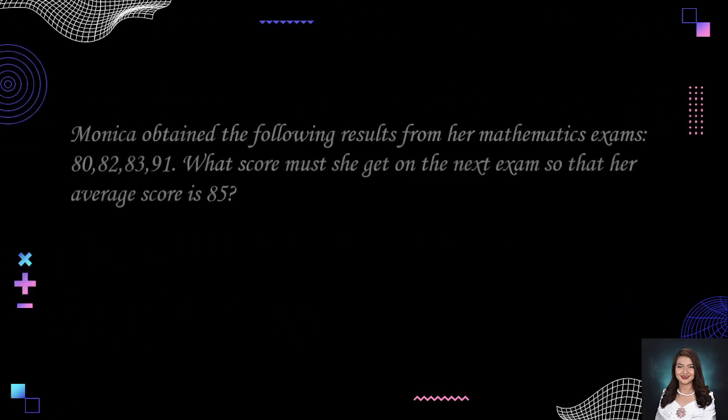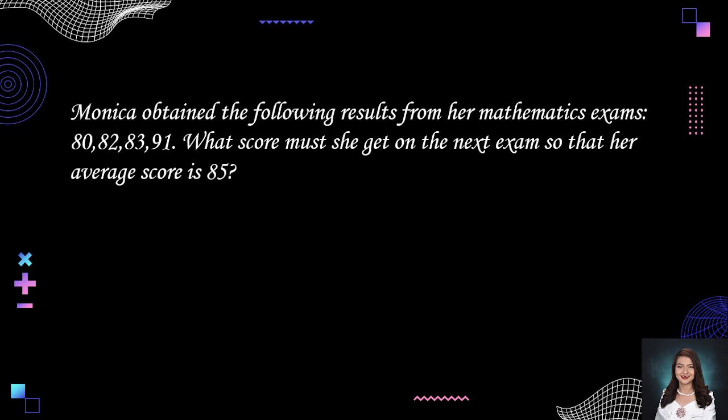Next one, Monica obtained the following results from her mathematics exams: 80, 82, 83, and 91. What score must she get on the next exam so that her average score is 85? The answer here is 89. Let X be the next score that she will get on the next exam. So we add 80 plus 82 plus 83 plus 91 plus X divided by 5 to get the average score, and it is equal to 85.